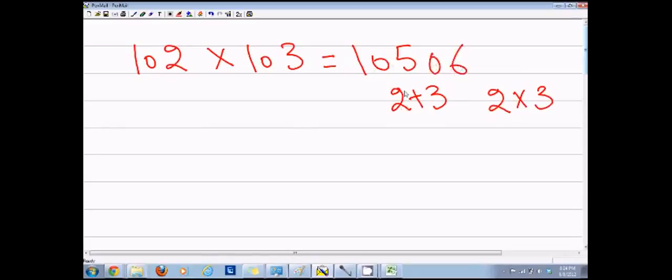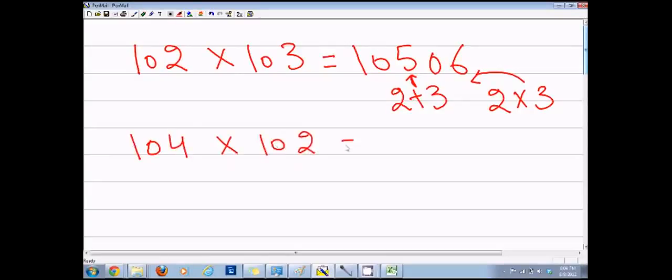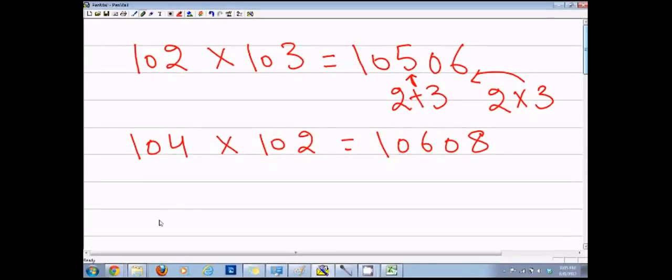10506. So you can see this is the number by adding them, and this is the number by multiplying them. So for example, again if we take 104 and 102, then the answer will be 1, 4 plus 2 is 6, and 4 into 2 is 8, so the answer is 10608.